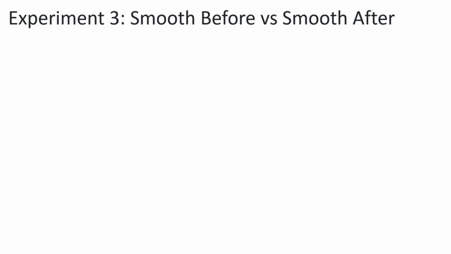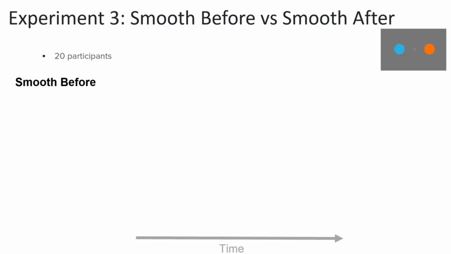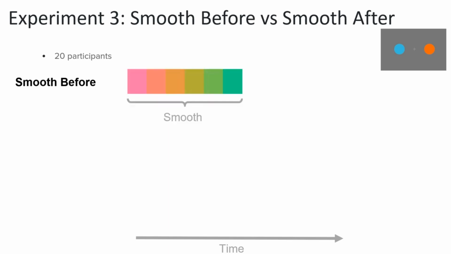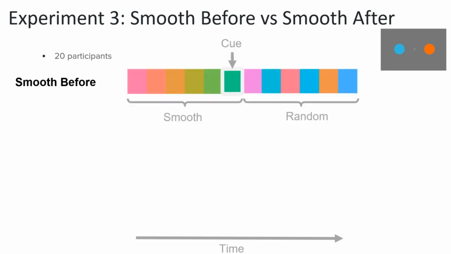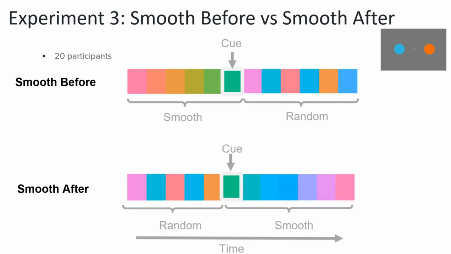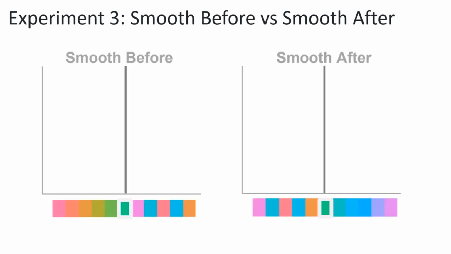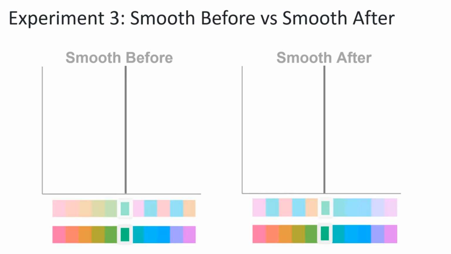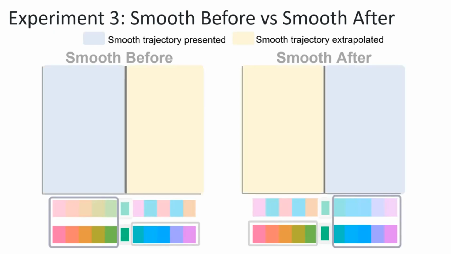So in experiment 3, we had participants do the same task as previous experiments, but now, on some trials, the disks change smoothly before the cue and randomly afterwards, and on other trials, the disks change randomly before the cue and smoothly afterwards. For this experiment, we compare reports to the trajectory that would have been presented had the cue changed smoothly throughout the whole of the trial. So if participants are basing reports off prediction, we would expect later reports along the color wheel in the smooth before condition compared to the smooth after.